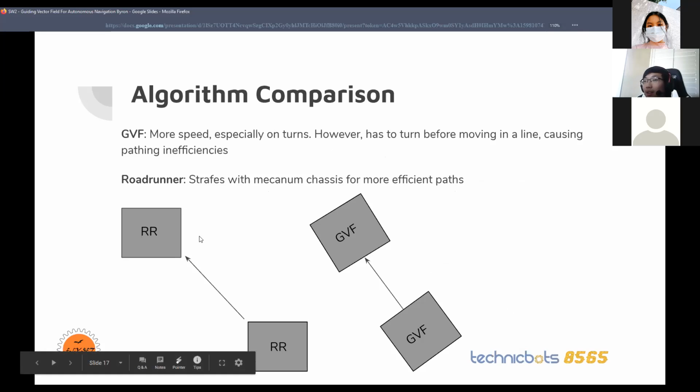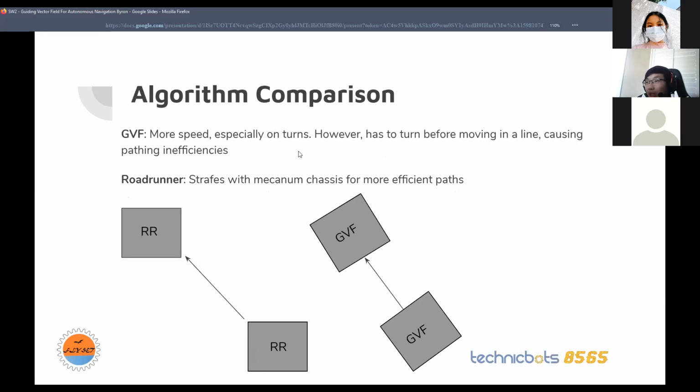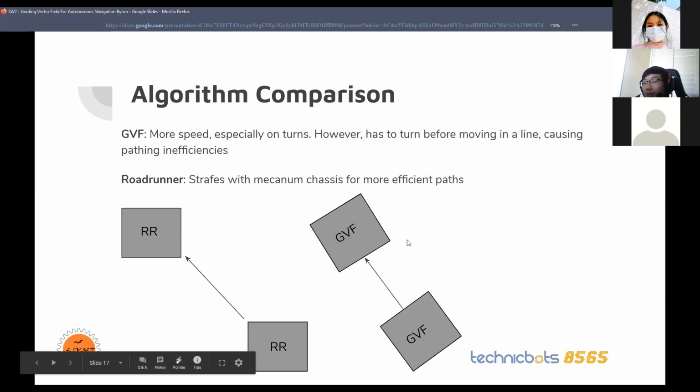Yeah, so this is an algorithm comparison. GVF we found actually does have more speed, especially when you're turning in place. However, as I talked about, you do have to move before you turn in the line, so that causes inefficient pathing. So yeah, in Roadrunner, you can strafe with your mechanism chassis, so it's more efficient.